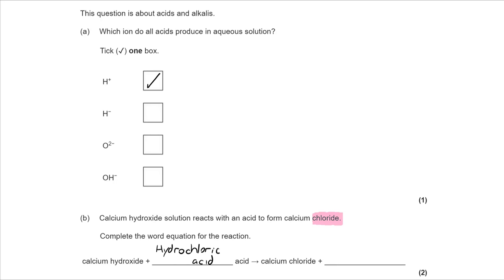And the calcium chloride is going to be made, but we also need to look at the fact that we have an acid and a base. And an acid plus base makes a salt plus water.